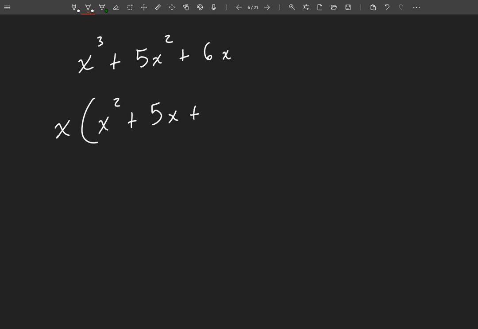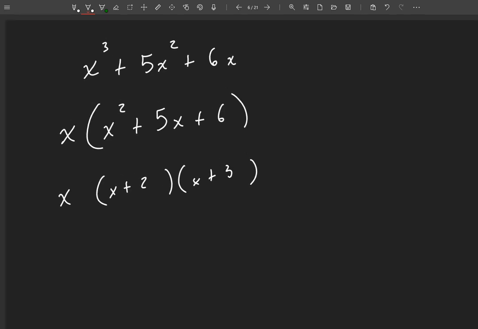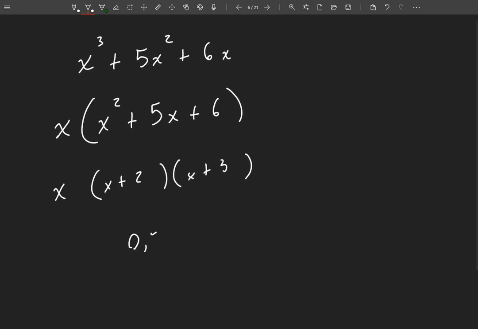I pull an x out of the last term, I get 6. And now this looks like something I can handle, doesn't it? Now this is partially factored. Let's fully factor this. I'm going to leave my x out here, and I'm going to finish factoring. This is going to be x plus 2 and x plus 3. Right? 2 times 3 is 6, and 2 plus 3 is 5. All right, and my roots are 0, -2, and -3. Not bad.